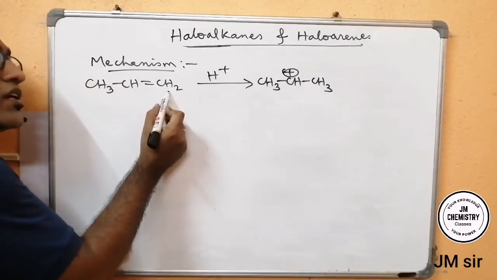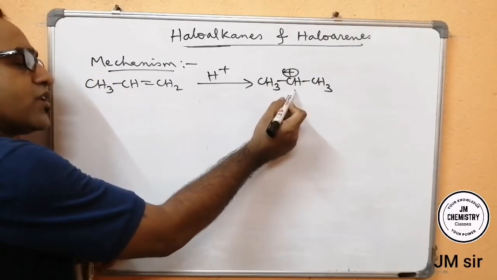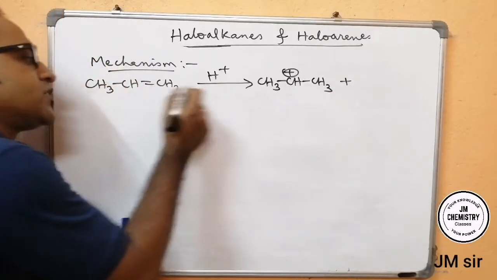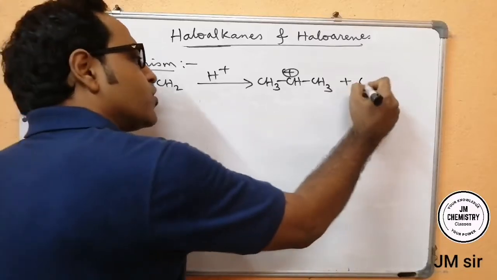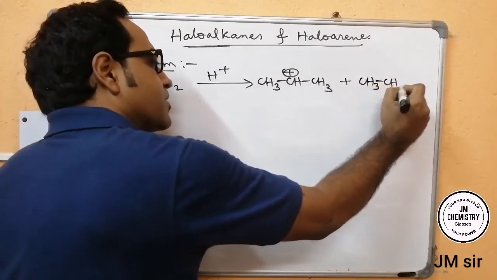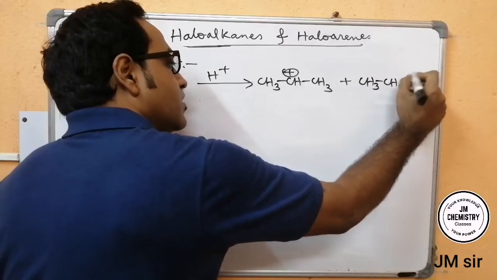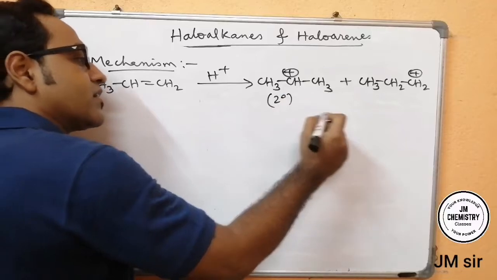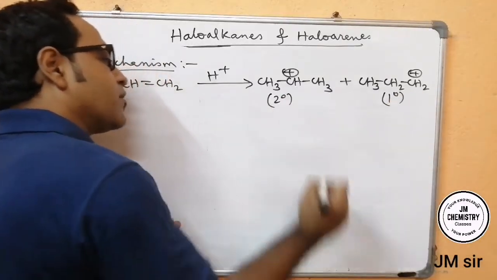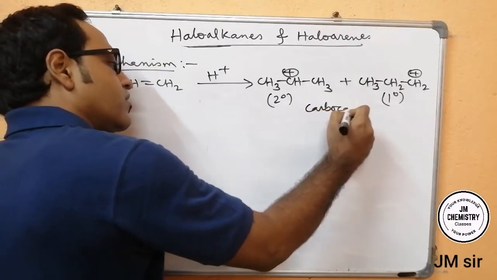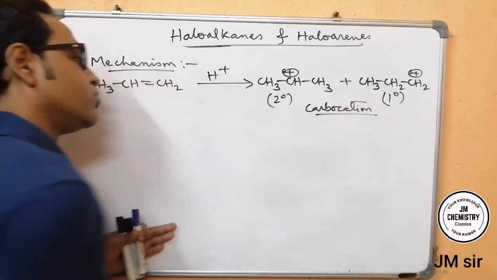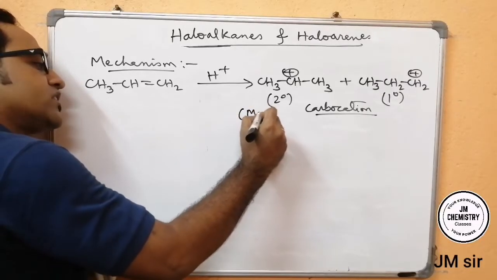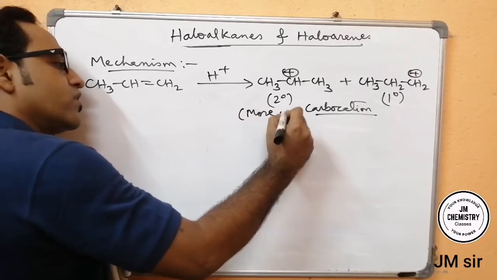If the H+ goes to the terminal carbon, the positive charge will come at the central carbon or the middle carbon. If H+ goes to the middle carbon, the positive charge will come to the terminal carbon. Now this one is 2 degree and this one is 1 degree carbocation. We know 2 degree carbocation is more stable.